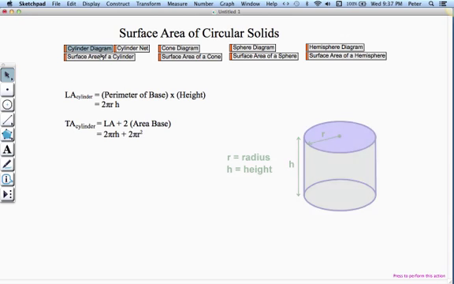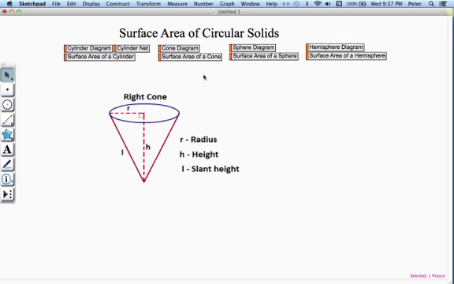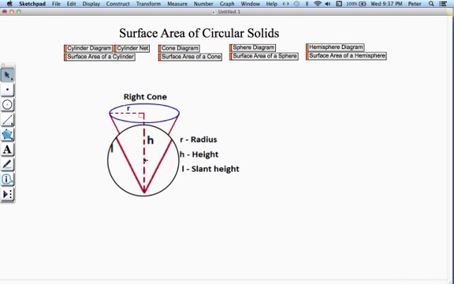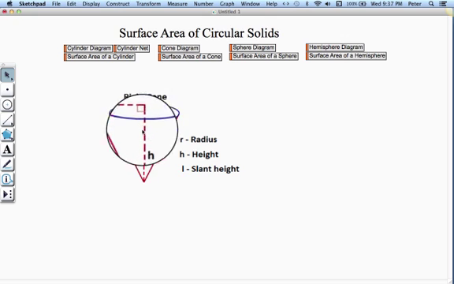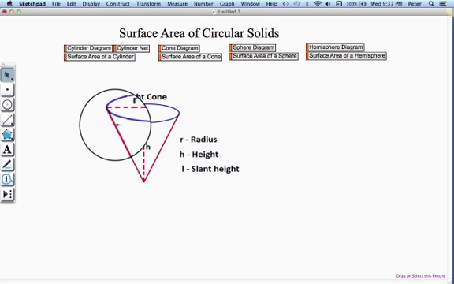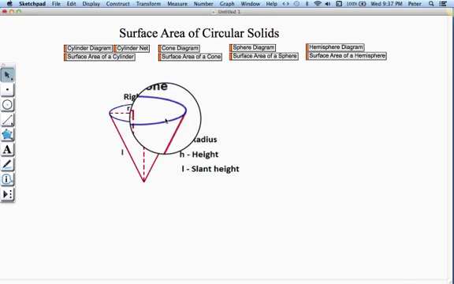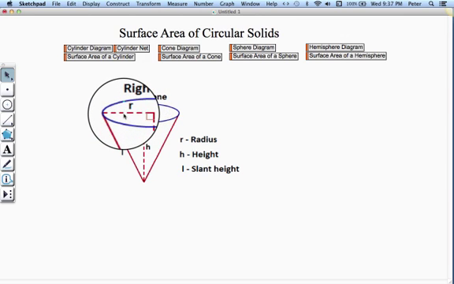Okay, let's move on then to the next circular figure, which is cones. Now cones, you'll recognize, are a lot like pyramids. This cone is inverted, its tip is at the bottom, but this is called the vertex down here, and then the height will run through the center of the cone, just like a pyramid. The slant height represents the lateral edge of a cone, and then the base of a cone, rather than being a polygon, is always a circle.